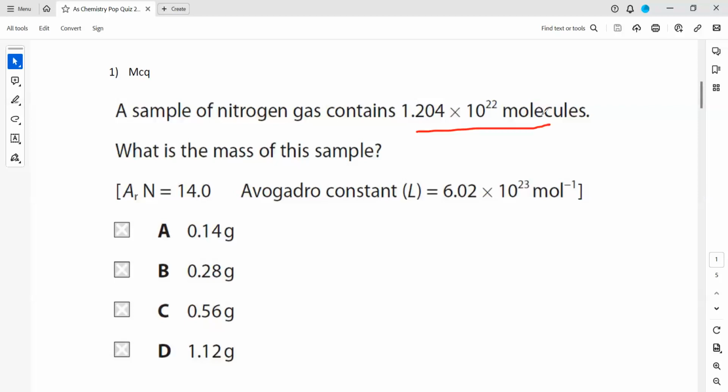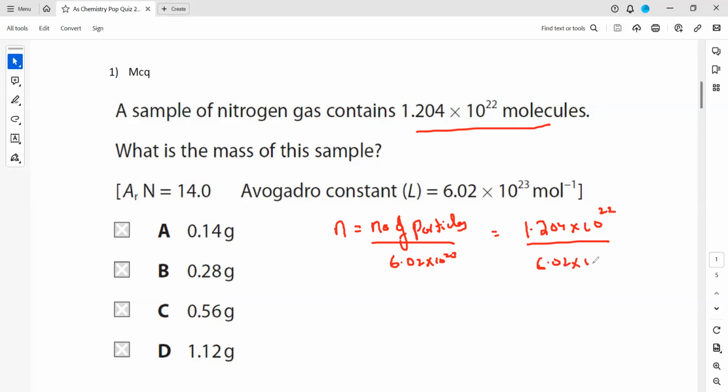First, we have the number of the particles. So from the number of the particles, we have to find the moles. How can we find the moles? Because moles equal the number of the particles divided by Avogadro's constant, which is 6.02 × 10^23. So we have the number of the particles which are given: 1.204 × 10^22 divided by 6.02 × 10^23. This will give us the moles.